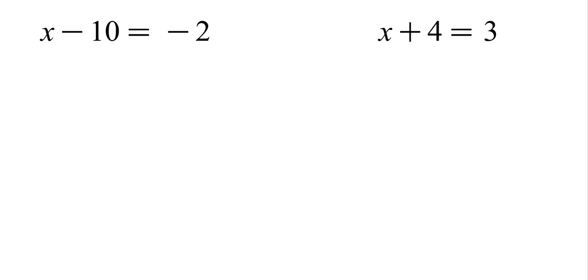If we've got x minus 10 equals negative 2, the operation happening to the x is a minus 10. The opposite of minus 10 is plus 10. So we'll add 10 to both sides. A negative 10 plus a 10 is 0. So all that's left here is x.